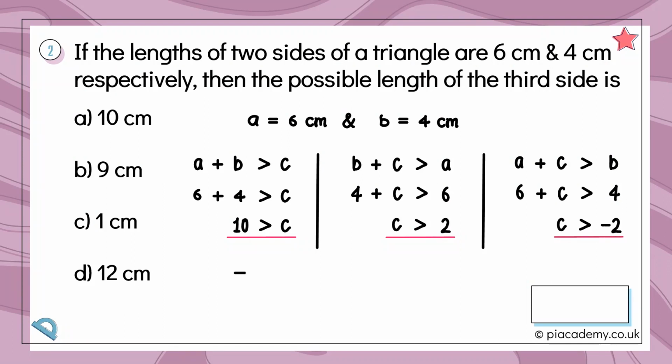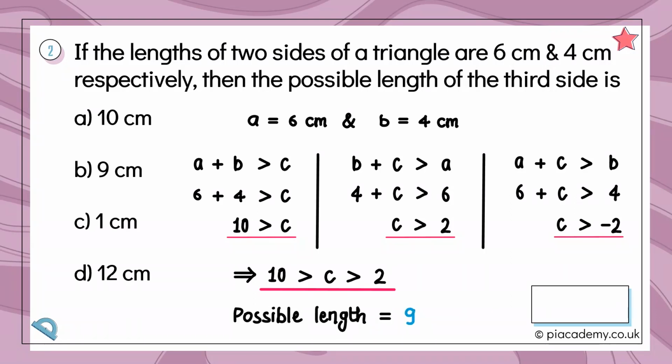Combining the three conditions, we can write 10 is greater than C, which in turn is greater than 2. You must be wondering why we use 2 instead of negative 2. Since any number which is greater than 2 is also going to be greater than negative 2, the lower bound is set by 2 and not by negative 2. Once this is clear, we can now check the option satisfying the condition. As it turns out, the possible length must be 9 centimeter according to the options. Thus, we can say that option B is correct, and so the possible length for the third side is option B, which is 9 centimeter.